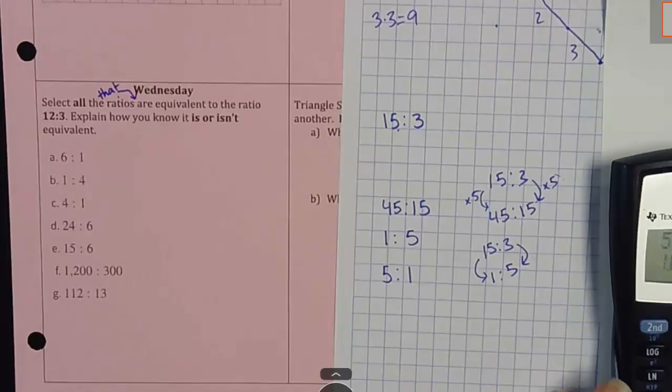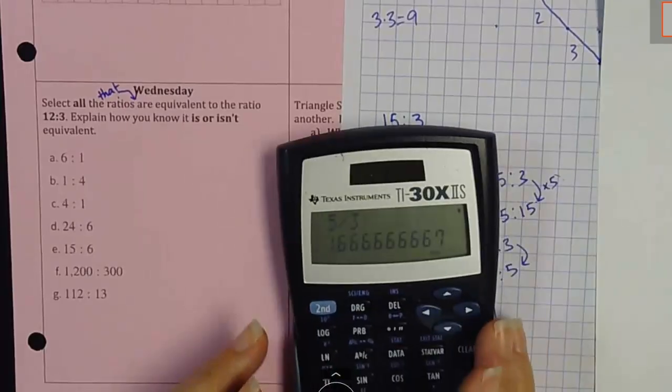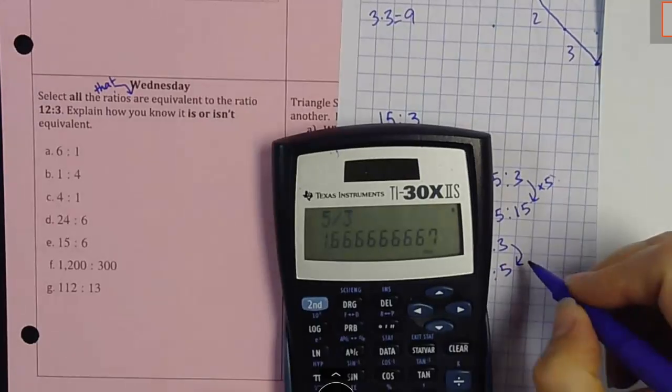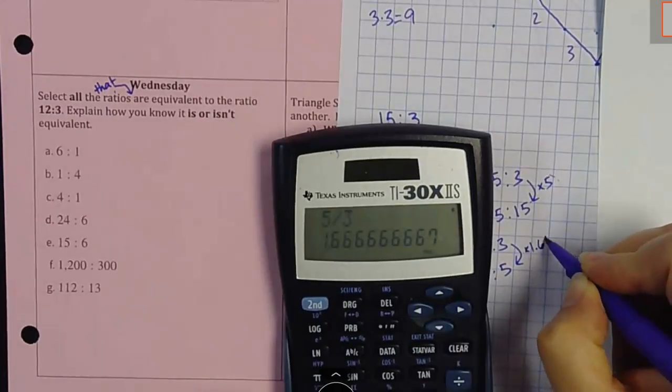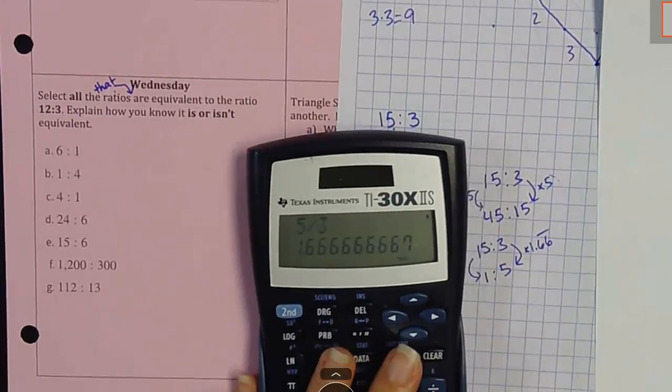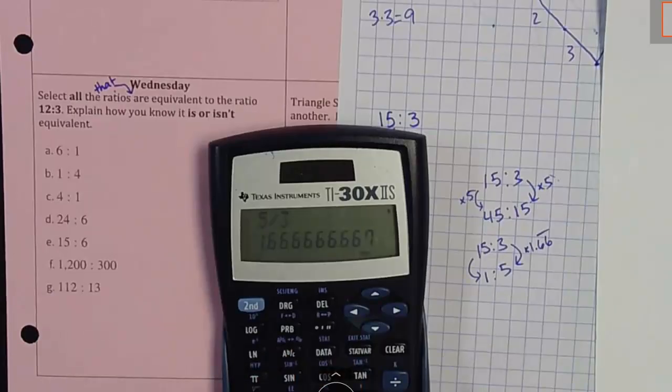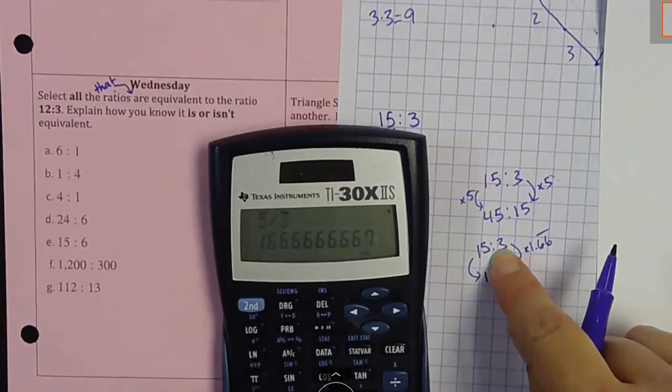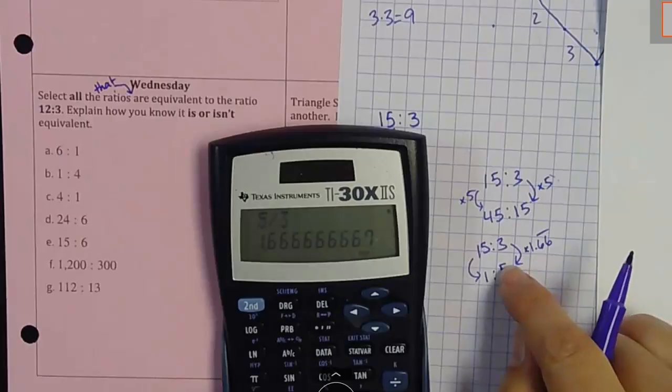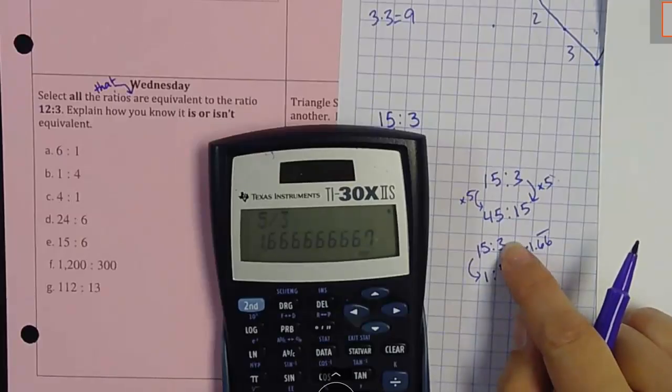Okay, 15 divided by 3. It's not an ugly number, but it is a long number. It is 1.6 repeating. Okay, let's check it the other way. So I did 5 divided by 3 to see what I would multiply by. Remember what I talked about in class, dividing backwards?